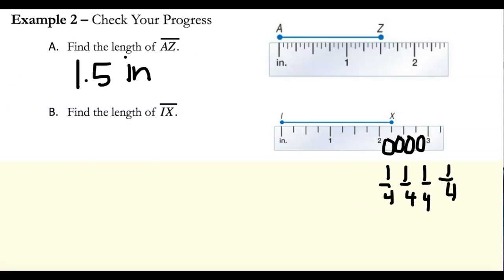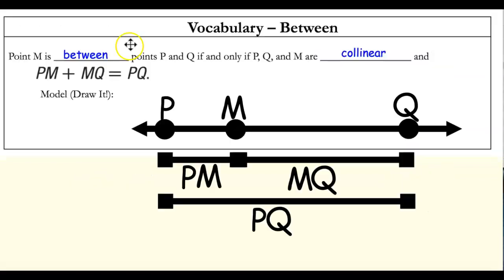Okay, again, you should notice that in between 2 and 3, there are 4 gaps. So each gap is going to count for 1/4. So this answer should be 2 and 1/4, and that will be inches again. The first one, part A, it looks to be lining up pretty exactly there to be 1.5 inches.